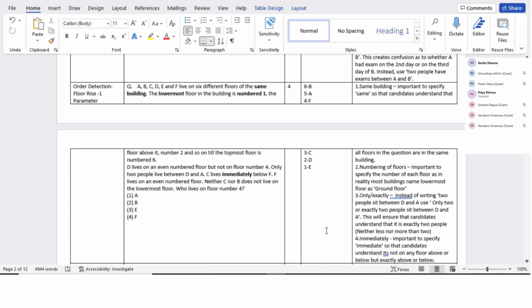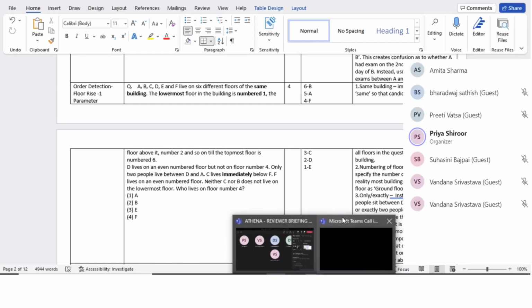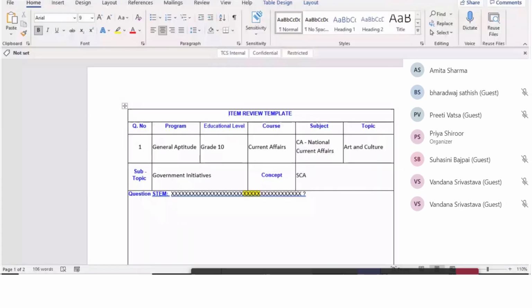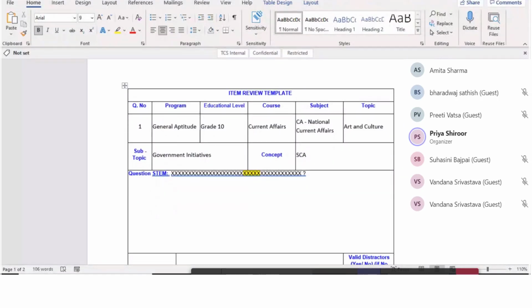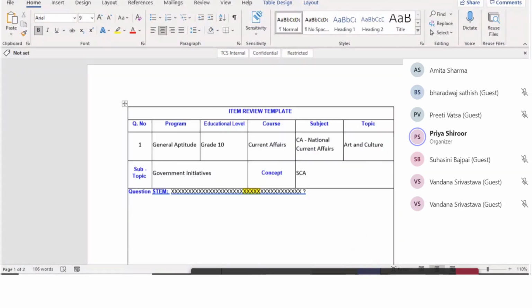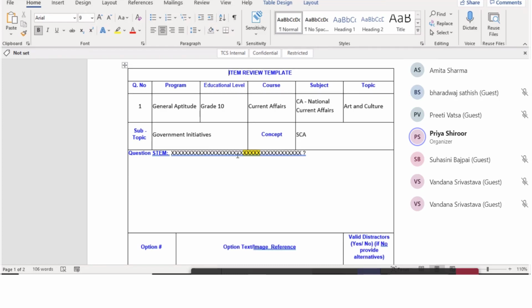Anything else, ma'am? No ma'am. Okay, I'll show you all the review template, the new review template. I'll just share my screen. Okay, so this is the type of template that will come to you. So that is why it was important that you all attend this session, because many of you would have worked with the other format where we had everything in columns. So this is the new format.